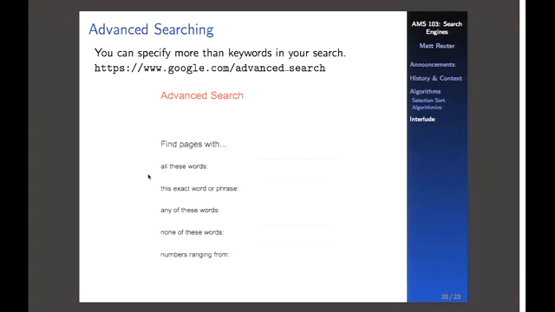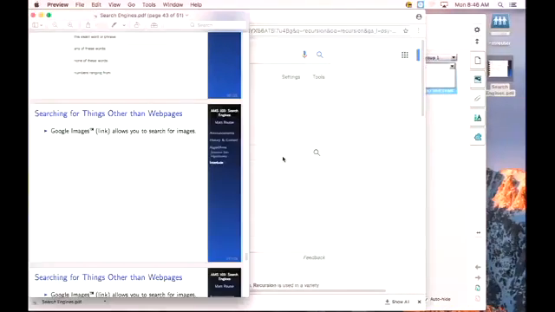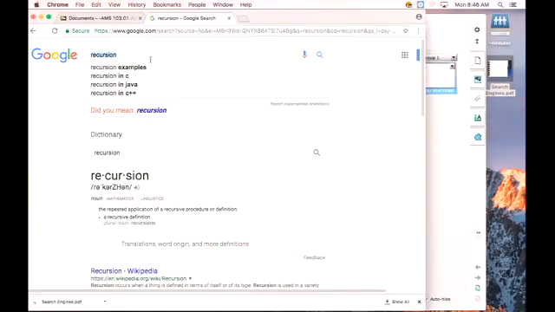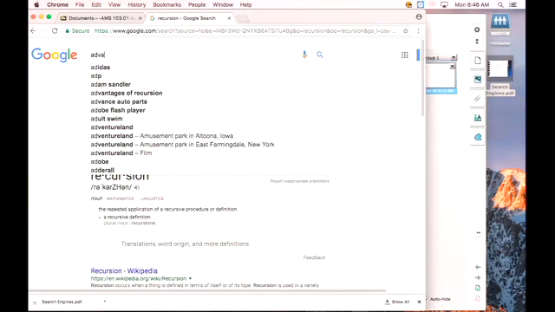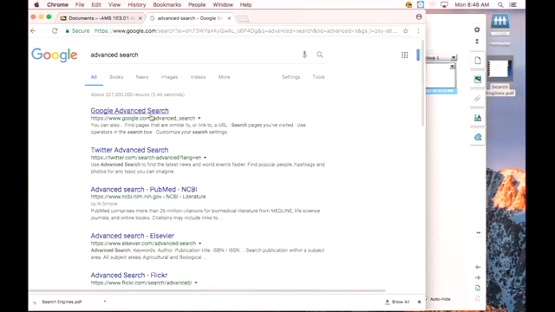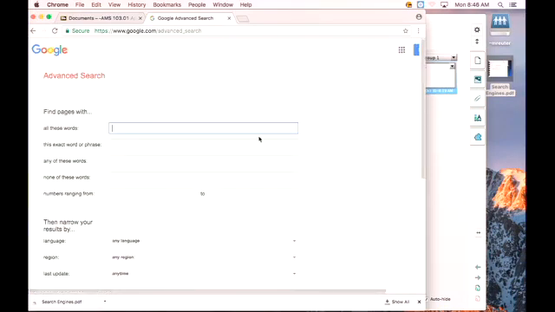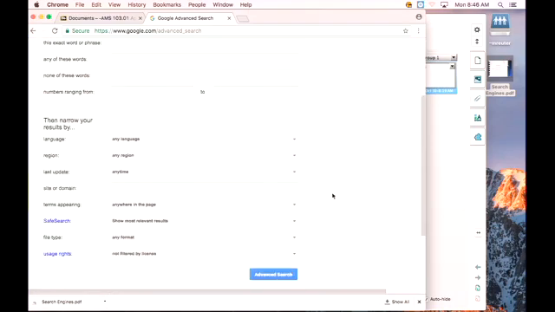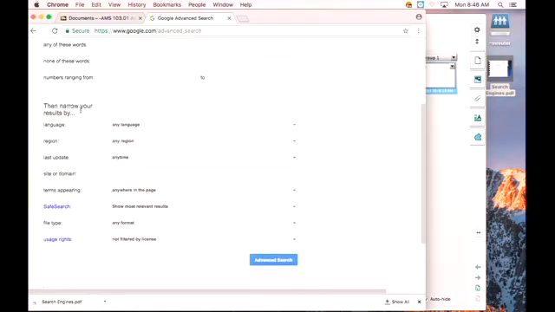You can say find pages with none of these words. And there's a whole bunch of other options that are available. So naturally, to find advanced search, we Google advanced search, which brings up Google Advanced Search. And so you can see we can get numbers ranging from, but then there's a whole bunch of other options where you can say narrow your results by.